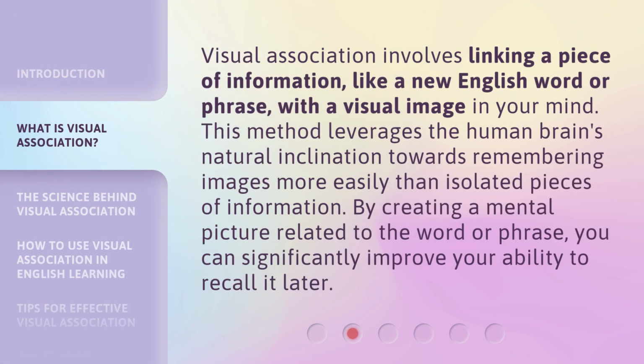Visual association involves linking a piece of information, like a new English word or phrase, with a visual image in your mind. This method leverages the human brain's natural inclination towards remembering images more easily than isolated pieces of information. By creating a mental picture related to the word or phrase, you can significantly improve your ability to recall it later.